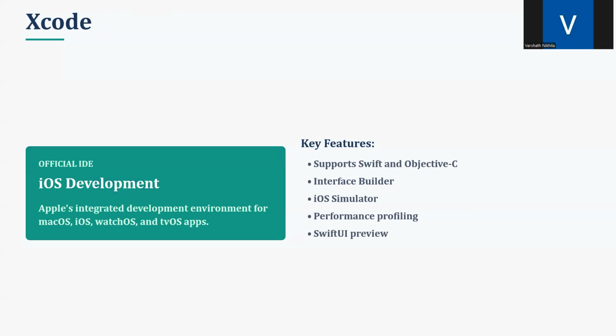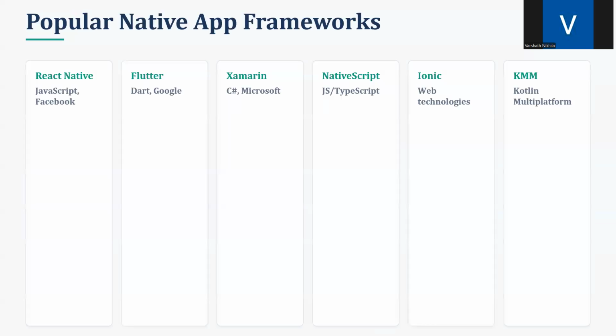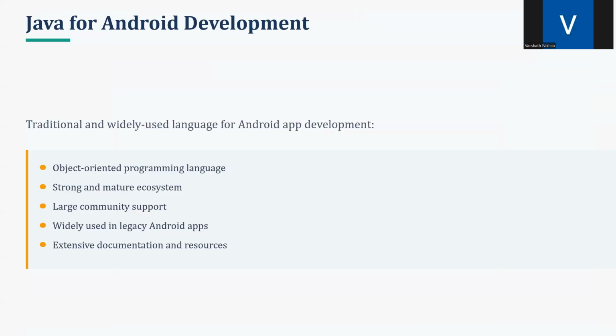Next, Xcode. Xcode is the official IDE for iOS development, Apple's integrated development environment for macOS, iOS, watchOS, and tvOS apps. Key features: it supports Swift and Objective-C, Interface Builder, iOS simulator, performance profiling, SwiftUI preview. Next, the popular frameworks for native app: React Native, Flutter, Xamarin, NativeScript, Ionic, KMM. These are the popular frameworks of app development.